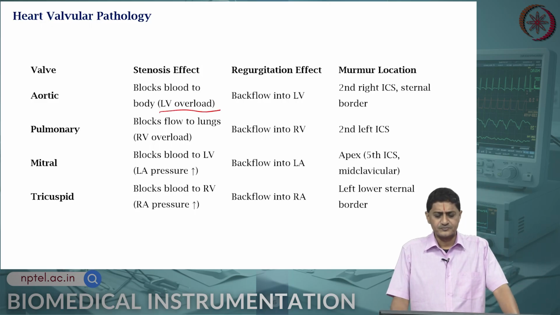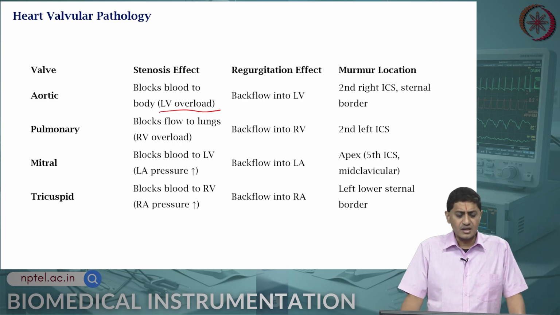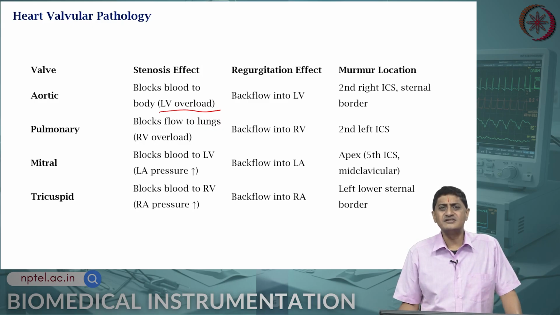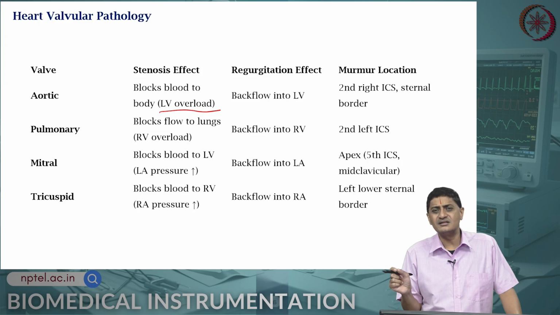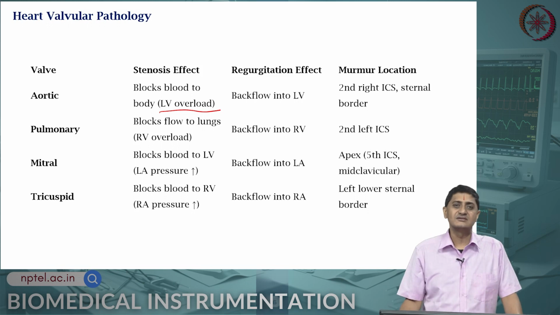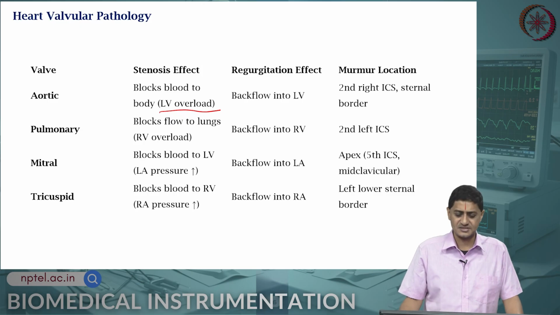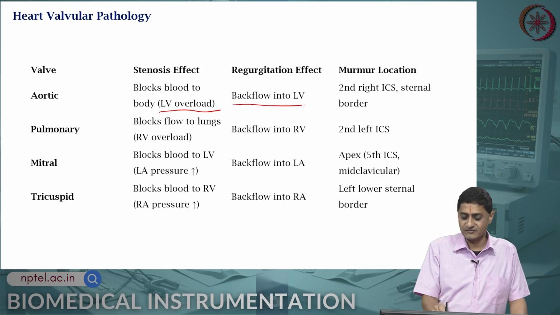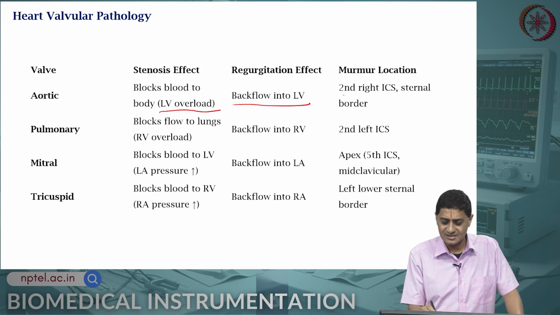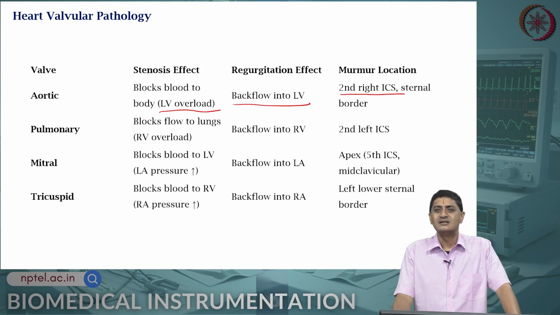Right. Now, that, or if it is regurgitating, that is, if the aortic valve has an insufficiency such that when the ventricles are relaxing, some blood flows into the ventricles from the aorta. Highly unlikely situation you would think, but it happens. That is backflow into the left ventricle, for example. This is characterized by its typical characteristic murmur in the second right intercostal space and the sternal border.